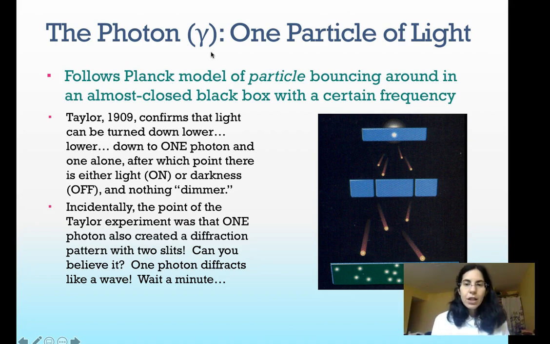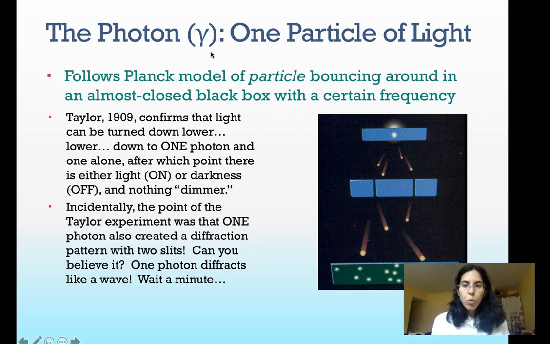Taylor in 1909 confirms this using a photosensitive screen. He looks at this kind of photoelectric effect, photon by photon, and he confirms that there is a point in which the light is either on or off, and there is no such thing as dimmer, confirming Einstein's particle model.